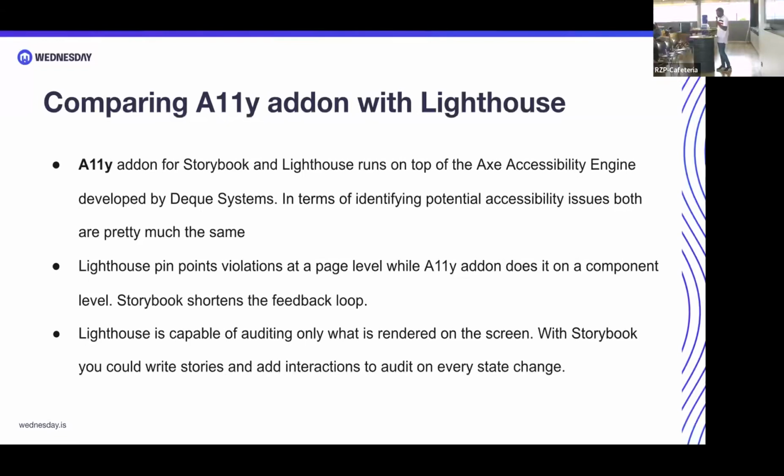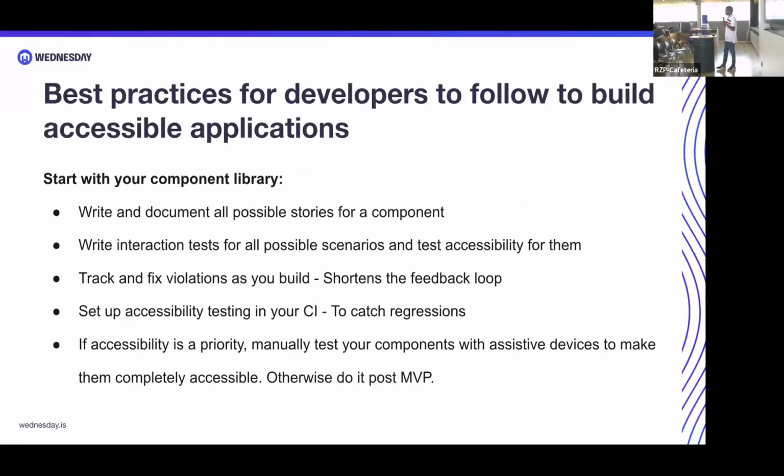Yeah, that's about it. Okay, then best practices for developers to follow to build accessible applications. If you are building an accessible application, first start with your component library. Your entire application is composed of components. If you are able to test the accessibility of these components, it's easy to make your application accessible. So first, write and document all possible stories for a component, write interaction tests for all possible scenarios, mock your server responses, test different scenarios, and then test the accessibility for them.